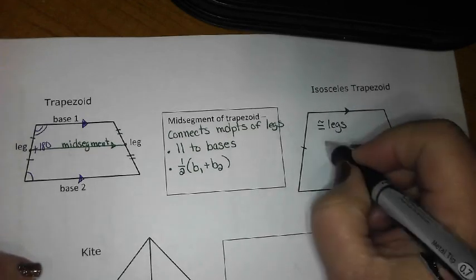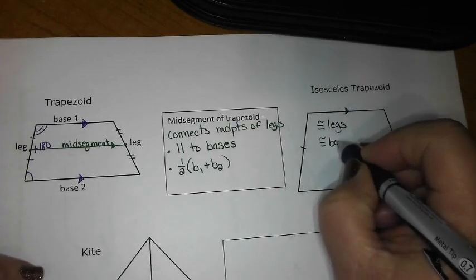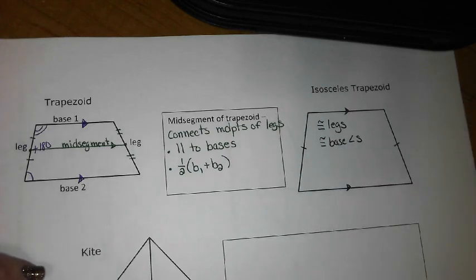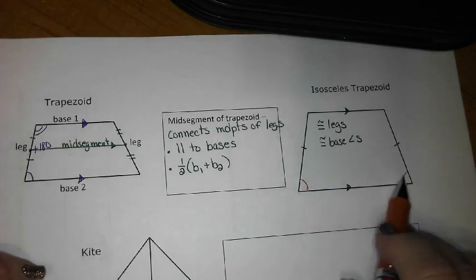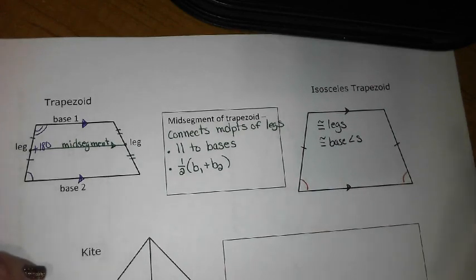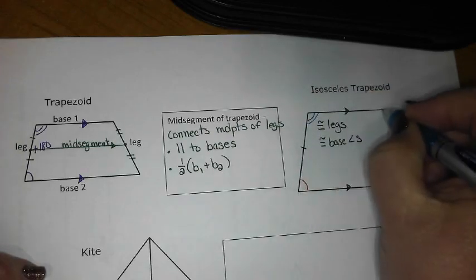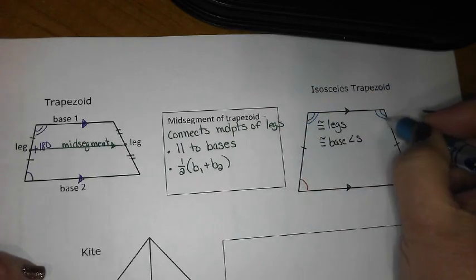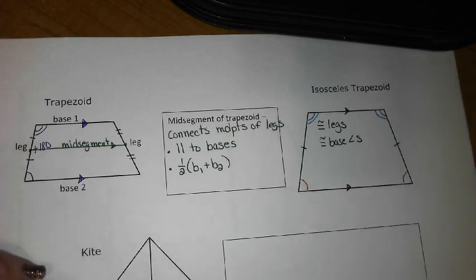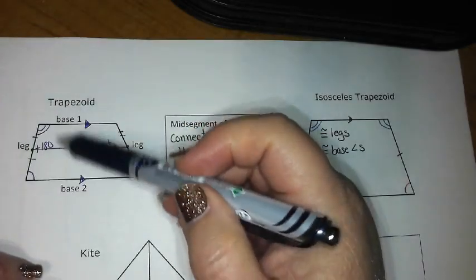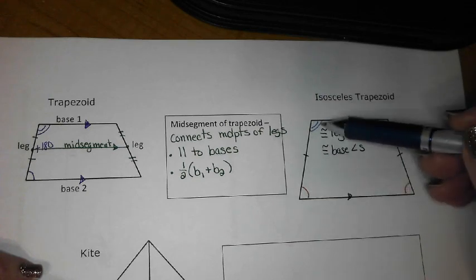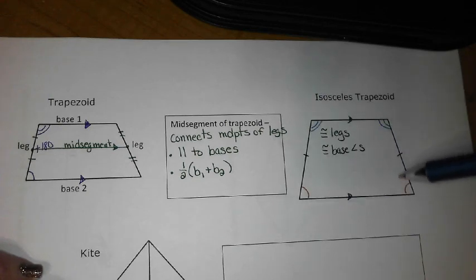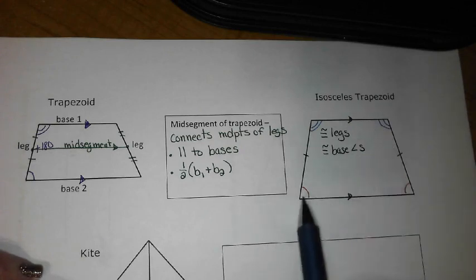An isosceles trapezoid also has congruent base angles. When we talk about the base angles, we're saying these two angles are congruent to each other, and these two angles are congruent to each other. Those are called the base angles. The two angles that are on the same base are congruent to each other. And as I said over here, these two angles, the consecutive interior, same side interior, are supplementary, and these two are supplementary. Not the opposite angles, just these two.